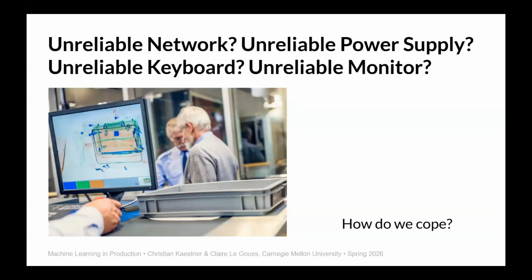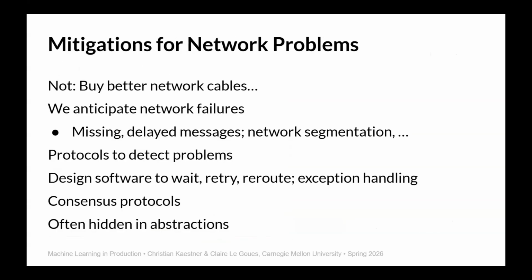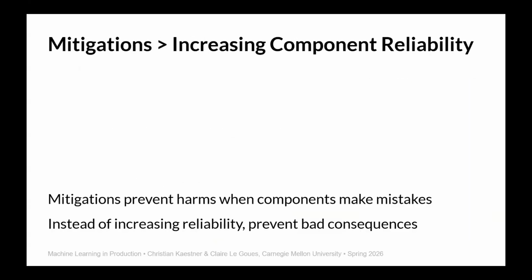And a lot of these things, especially network, we don't even really think about this, but this is fundamentally built into our software, that we have things like exception handling because we know file access or network access may not work reliably, right? We don't buy better network cables, we program around it, right? We build mitigations around it. So in general, mitigations around the problem, around the unreliable component, are often more effective than trying to increase reliability.